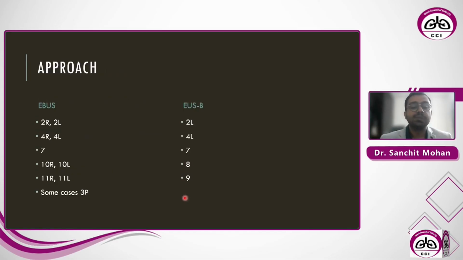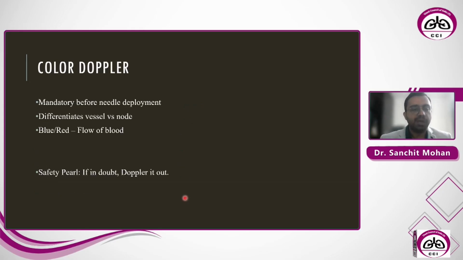So, if we are doing a staging EBUS, it is mandatory that you also do an EUS-B after you complete your EBUS. So color Doppler, this is a basic thing. This is the advantage of linear EBUS, that we have a color Doppler in it as compared to the radial EBUS, where we don't have the color Doppler option. So in the linear EBUS, it is mandatory to do the color Doppler.